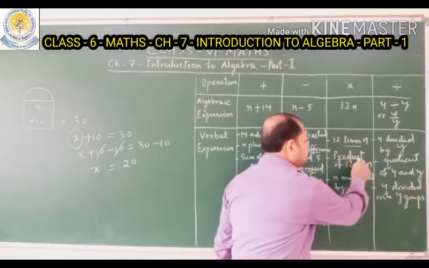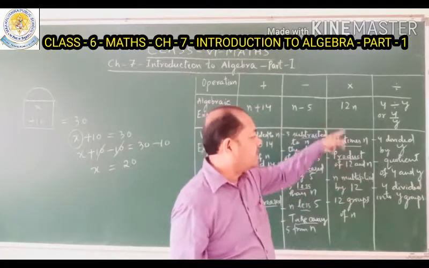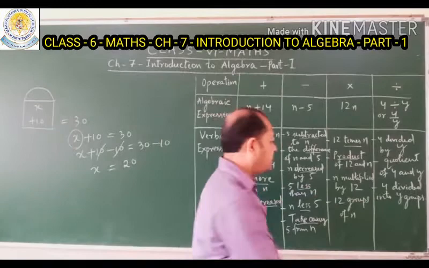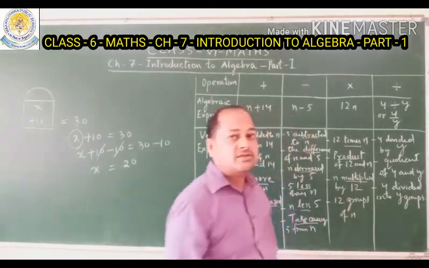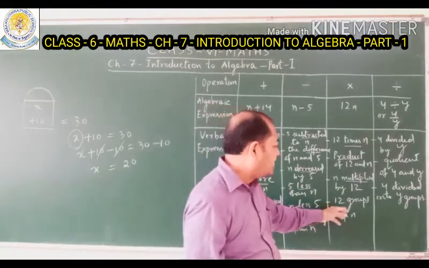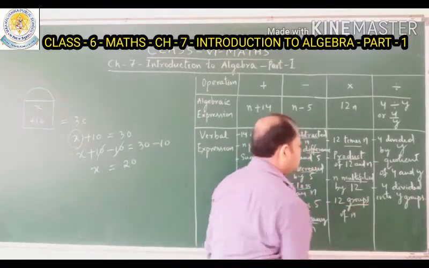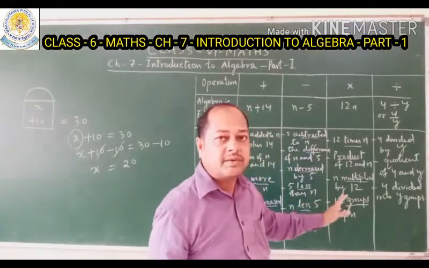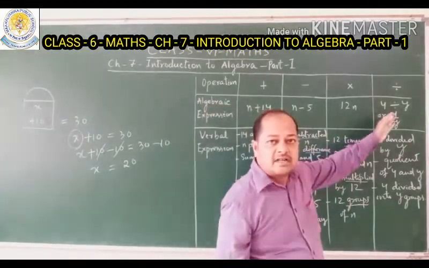The word product is used to describe 12 into n. Next, n multiplied by 12. So here the word multiplied is used to describe 12 into n. Next, 12 groups of n. 12 groups of n means 12 into n. The word groups is used to describe 12 into n. Let's see the division operation.